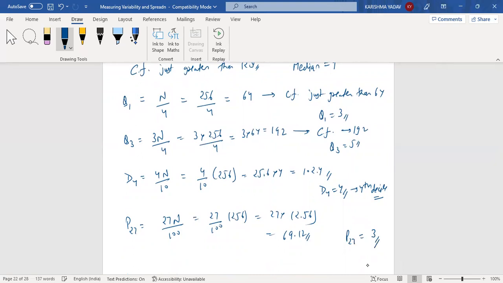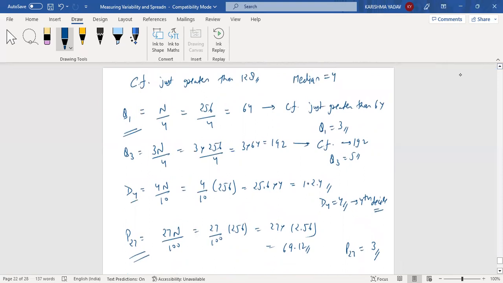So we can see that the value for the lower quartile and the 27th percentile is the same, and the value for the median and the fourth decile is the same. That's how we can find the percentile, decile and quartiles. It is quite easy. You don't have to arrange them in ascending order.